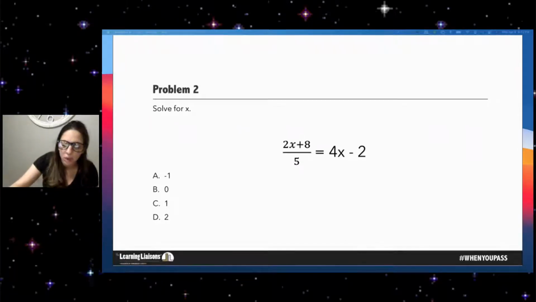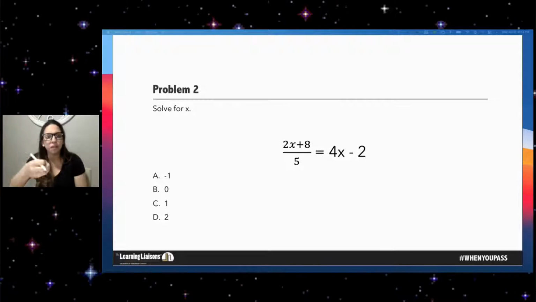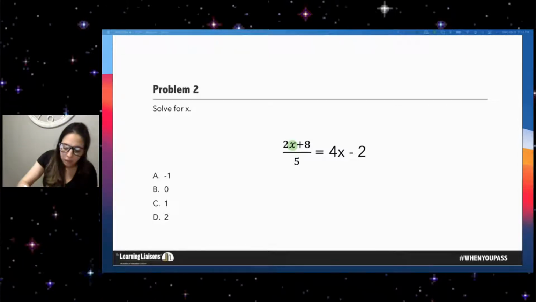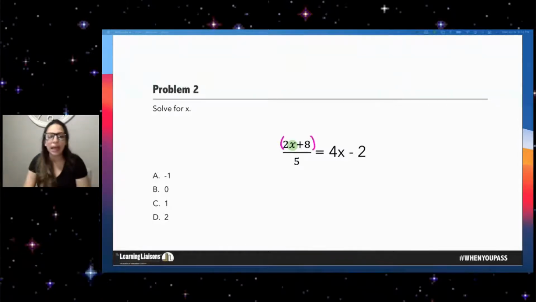So what we need to know is if we're simplifying expressions, we're going to use order of operations. If we're solving equations, we're going to use backwards order of operations because we have to undo what's being done. So my goal is to isolate x or get x by itself. In order to get x by itself, I have to unlock it from numerator jail. Right now, it's in numerator jail. I can't do anything unless I get rid of this fraction.